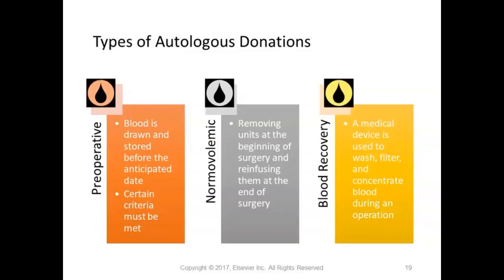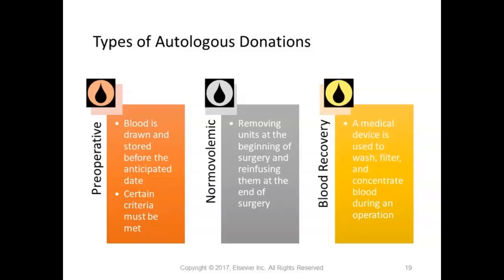So types of autologous units: you have preoperative, the first one. Blood is drawn and stored before an anticipated date, meeting the criteria of 11 and 33. The second one, normovolemic, removing units at the beginning of surgery and reinfusing them at the end of surgery. This is done through a special machine. I don't know what the difference is between normovolemic and the blood recovery.